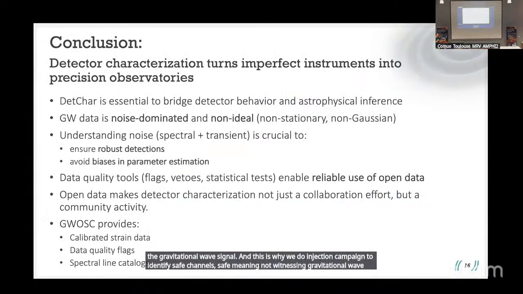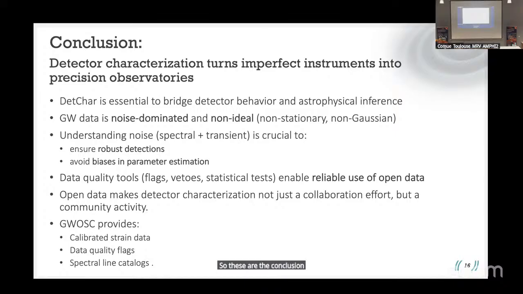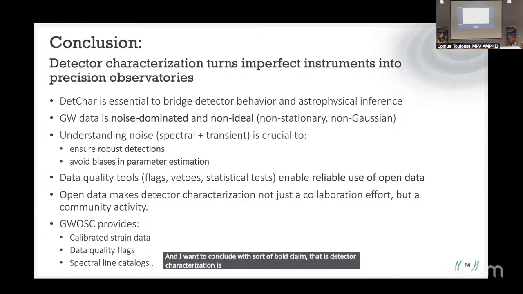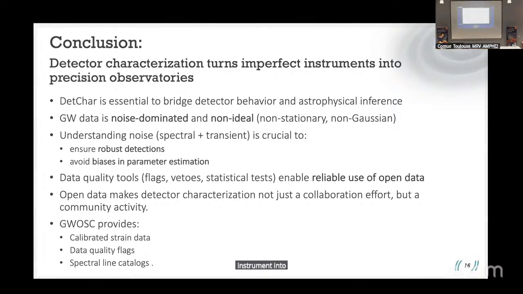So these are the conclusions. And I want to conclude with a sort of bold claim, that detector characterization is a set of techniques that helps you turn imperfect instruments into precision observatories. And I described a few ways in how we do this. I'll just skip to the last bullet point.